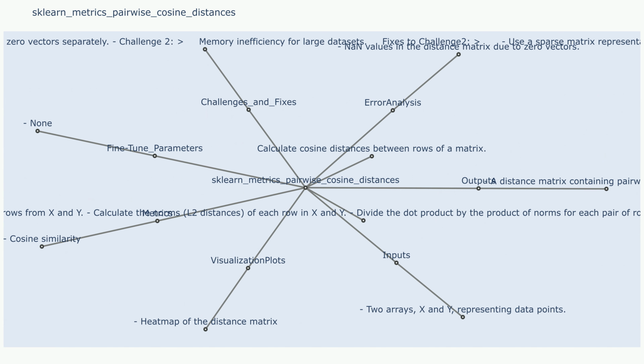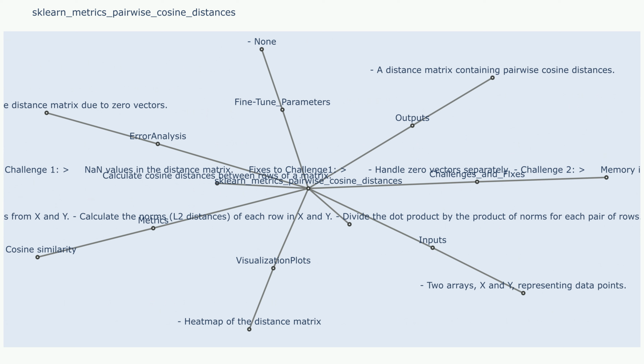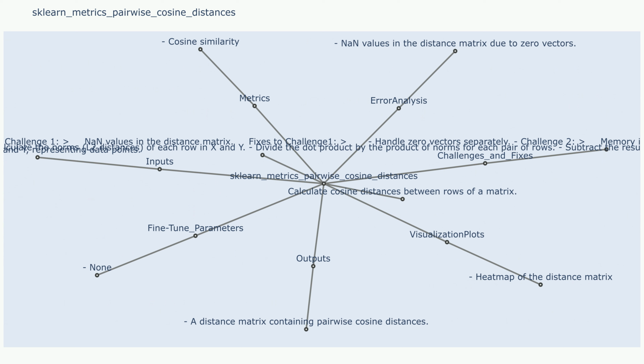Visualization plots. Heat map: A heat map can be used to visualize the pairwise cosine distances between a set of vectors. Scatter plot: A scatter plot can be used to visualize the relationship between two vectors, where the x-axis represents the cosine distance and the y-axis represents another feature. Fine-tune parameters: None. Uncertainty methods: None.